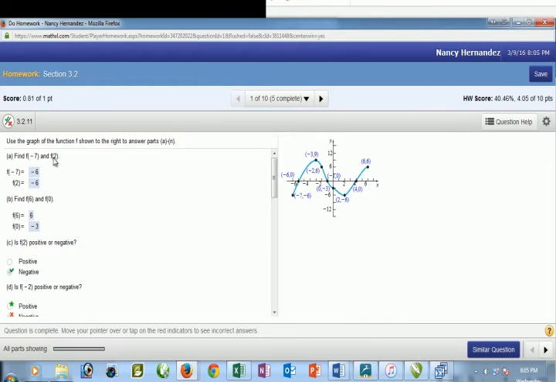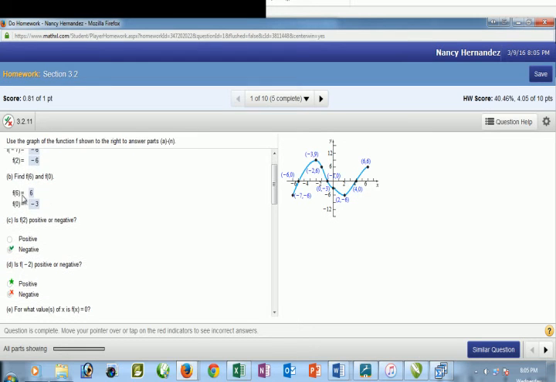F of -7, f of 2. My x is -7. You go over to -7. What's your y? -6. F of 2: my x is 2, go down to -6. Pretty straightforward. -6 and -6, 0 is -3.